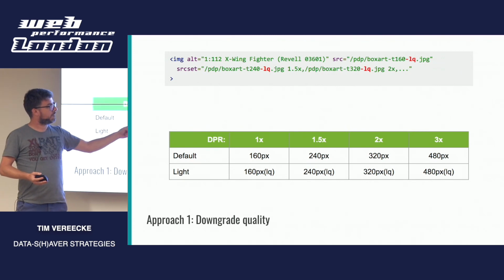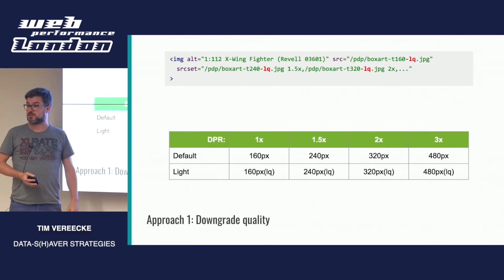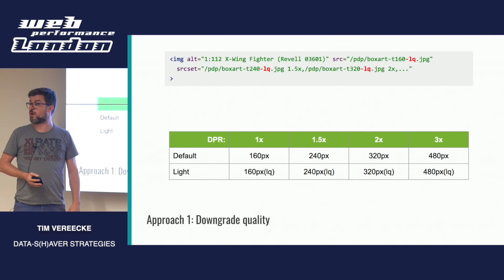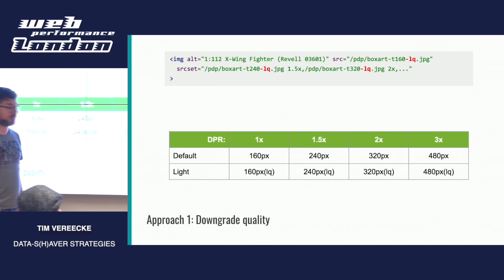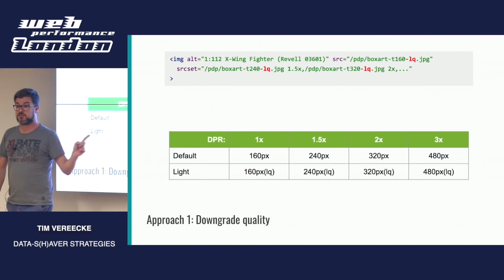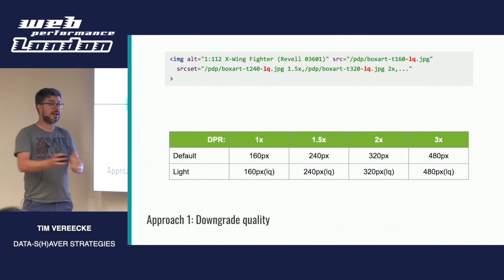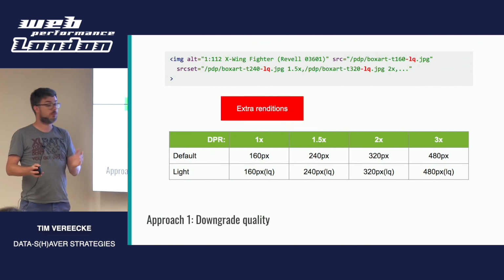Now, what is a big disadvantage of this approach? I told you I have 1 million product images. I already have 4 versions of these, so that means 4 million thumbnails. If I create a low quality version, it means I duplicate the amount of renditions.